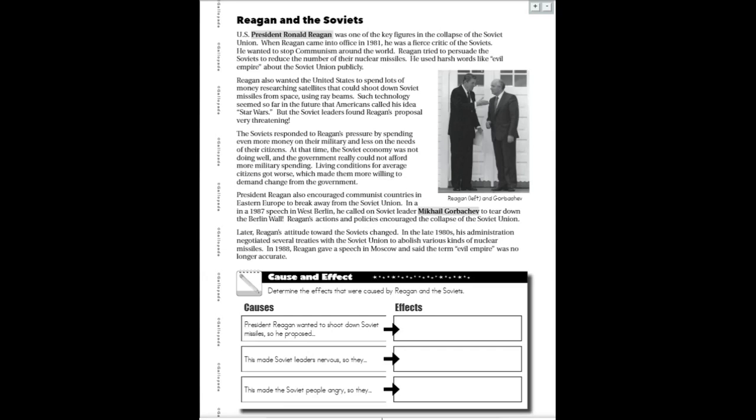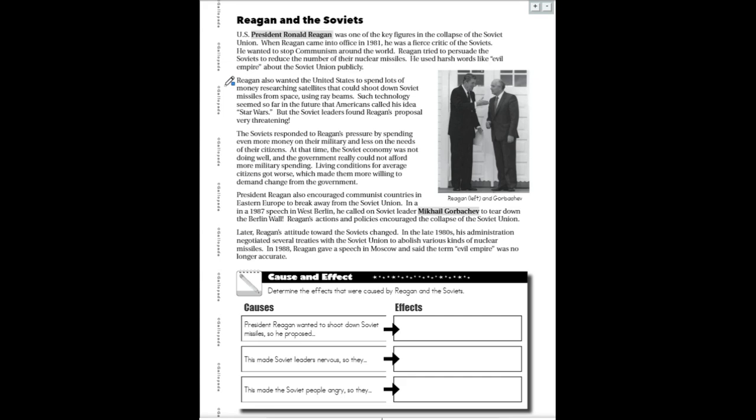Reagan and the Soviets. U.S. President Ronald Reagan was one of the key figures in the collapse of the Soviet Union. When Reagan came into office in 1981, he was a fierce critic of the Soviets. He wanted to stop communism around the world. Reagan tried to persuade the Soviets to reduce the number of their nuclear missiles. He used harsh words like evil empire about the Soviet Union publicly.